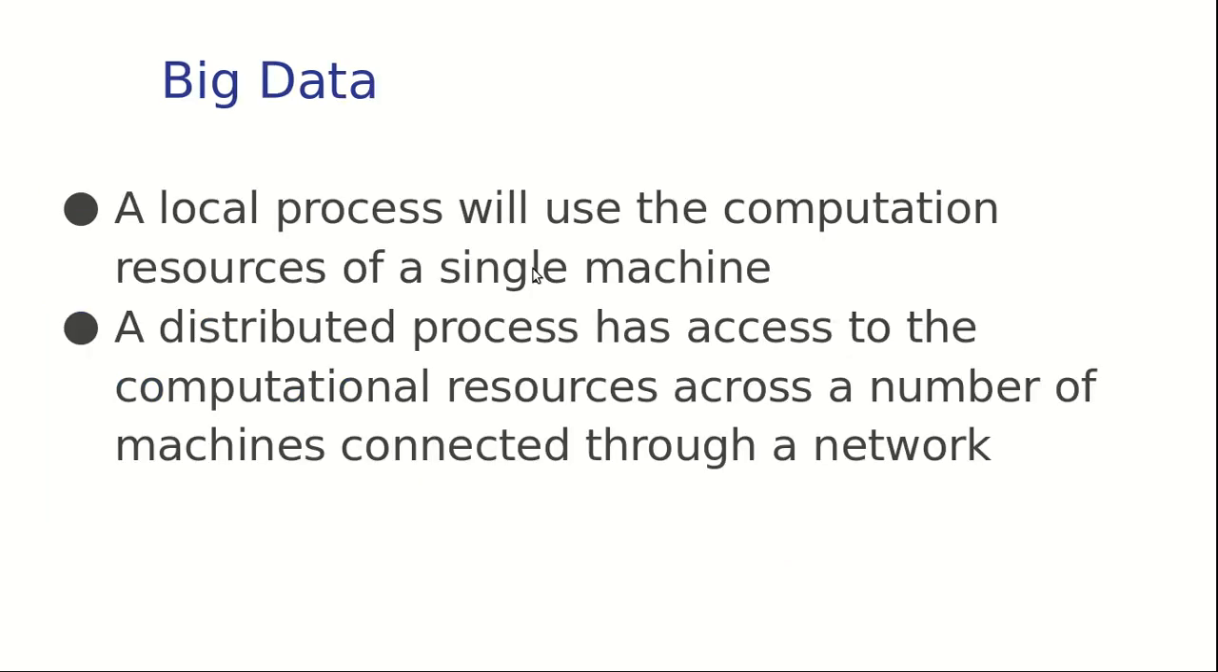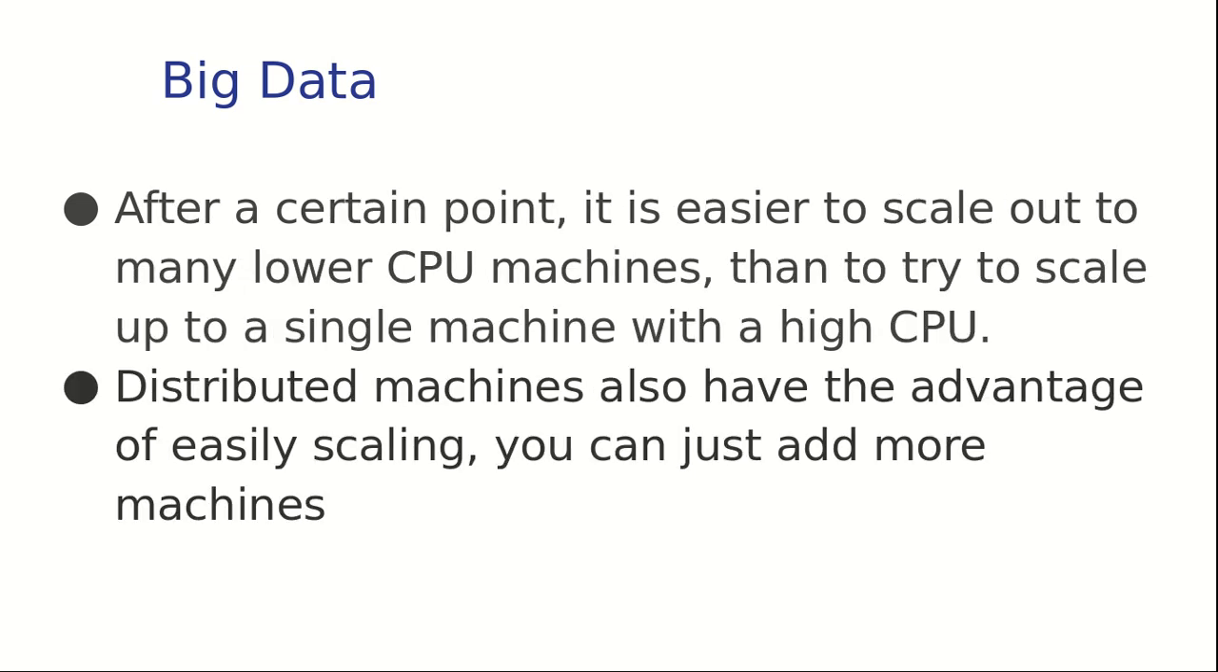A local process will use the computation resources of a single machine. A distributed process has access to the computational resources across a number of machines. It means the same thing we just discussed is written here. After a certain point, it is easier to scale out to many lower-CPU machines than to try to scale up a single machine.